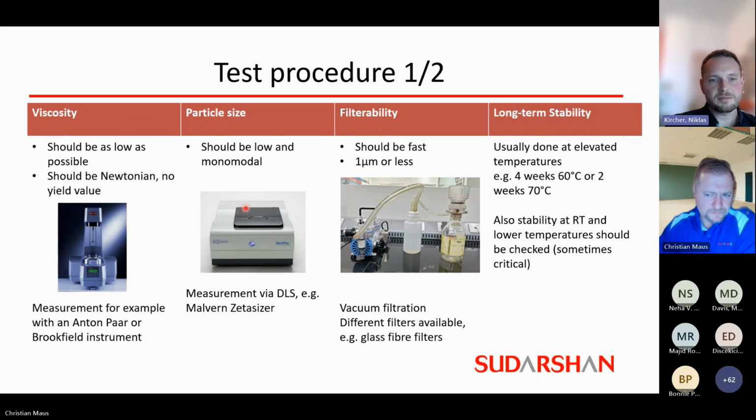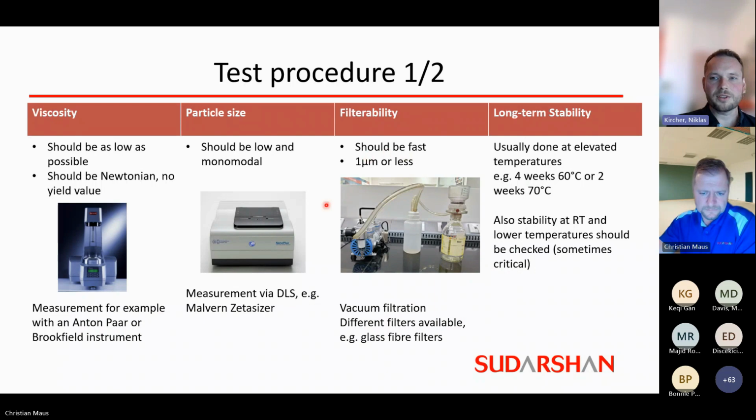Particle size is usually measured via DLS, dynamic light scattering. We have seen examples before. Particle size should be low, should be monomodal. There should be no big particles inside that could clog the nozzles. And that is also something that you can check with a filter test.